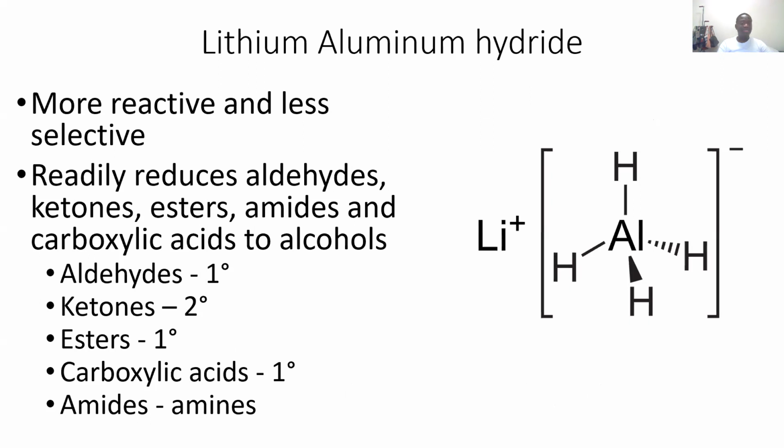Lithium aluminum hydride, as I said earlier, is not very selective. It reduces anything in sight. It readily reduces aldehydes, ketones, esters, amides, and carboxylic acids. Aldehydes are usually reduced into primary alcohols, ketones into secondary alcohols, esters into primary alcohols, carboxylic acids into primary alcohols, and amides into amines. So they're very strong reducing agents.